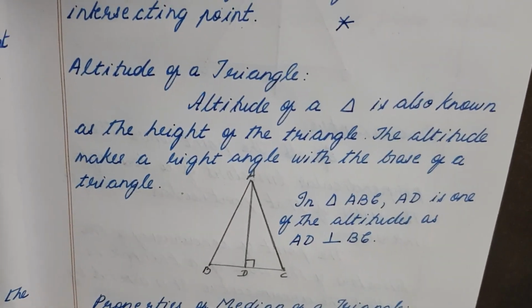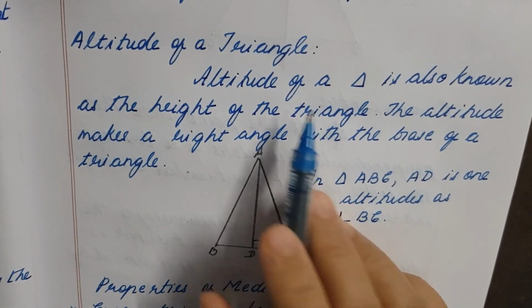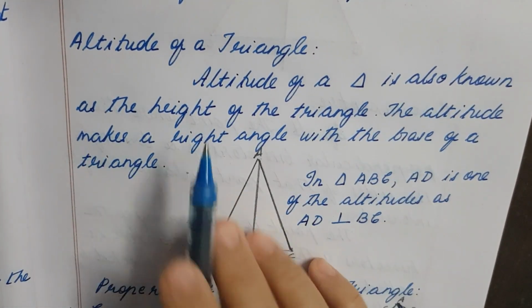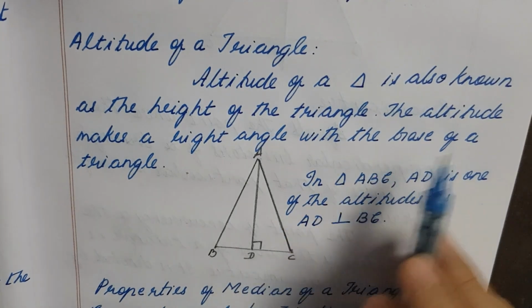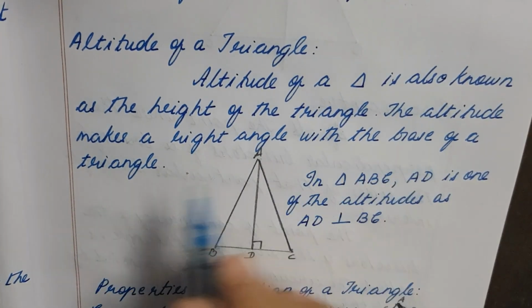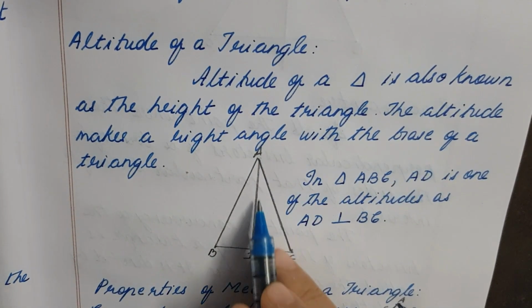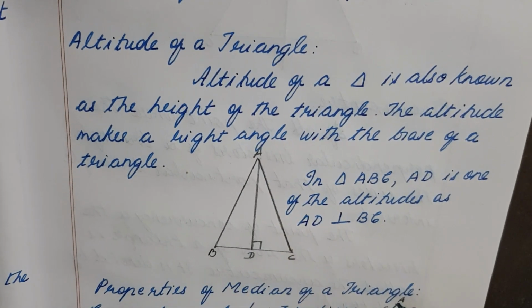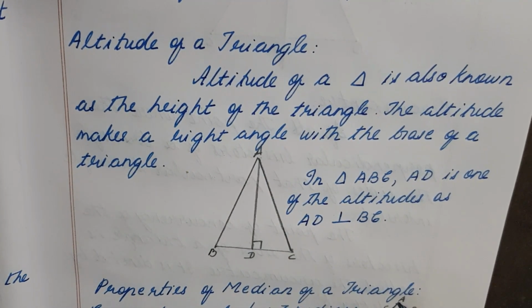Now next, moving on to the altitude of a triangle. Altitude of a triangle is also known as the height of the triangle. The altitude makes a right angle with the base of a triangle. So base ஓட நீங்கள் altitude பார்த்தீங்கன்னா it will always be a right angled triangle only.